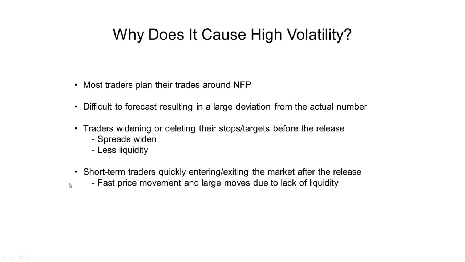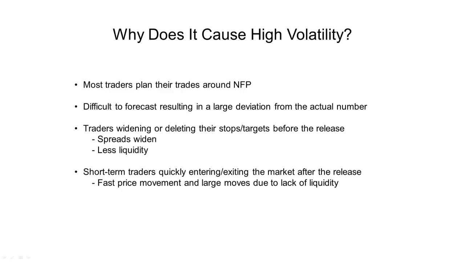So you'll see that fast price movement and those large moves because of that lack of liquidity. Due to that lack of liquidity, the markets just go crazy, and you've got whipsaws, you've got people getting stopped out on both sides, and that's what's really causing all of this. It's really just that traders are, you could say, afraid to get into the market until they know that number. So things can go really crazy as they get back in and make their plans for the next day or the next week, depending on what type of trader they are.